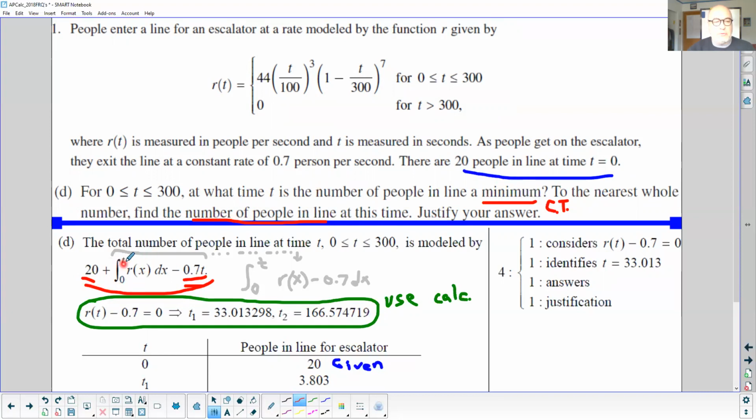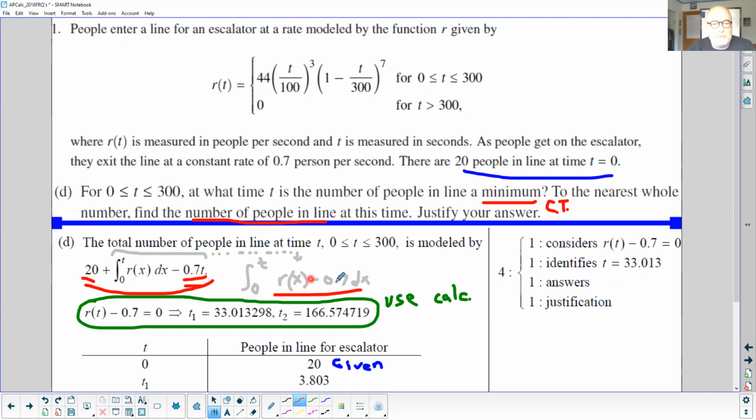But the problem is you don't know that ending time. So it's an unknown t up here in your upper limit of integration. And then you still have people coming off. So don't forget your rate coming on minus your rate coming off. This gray part is the same.